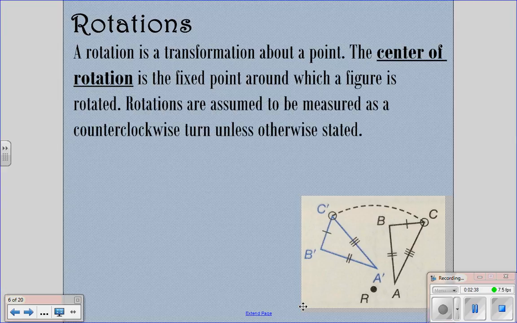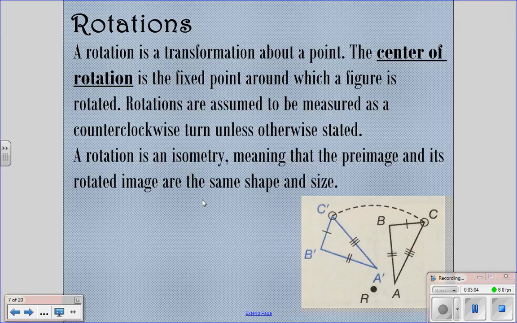The rotations are assumed to be measured as a counterclockwise turn unless otherwise stated. So you go counterclockwise unless they tell you otherwise. So which way is counterclockwise? Well, look at the clock. The hands are going this direction, so counterclockwise is the other direction. A rotation is an isometry, so that means that the pre-image and the rotated image are going to be the same shape and size. So you have congruent figures, they are just turned a little bit different.